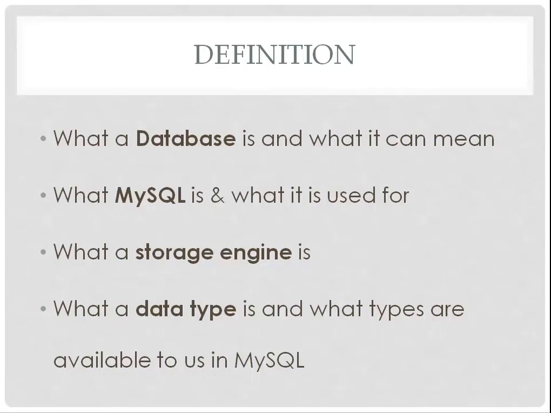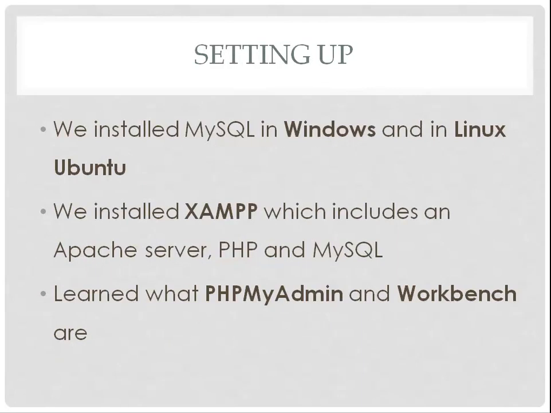We talked about the different kinds of storage engines, including InnoDB and MyISAM, which are the most popular, the most common. And we also talked about what a data type is and what types are available to us. So we had numeric, strings, and date and times, which is the three categories that a data type can fit into. Once we talked about that and we got a good understanding of what MySQL is, we installed it in both Windows and Linux Ubuntu.